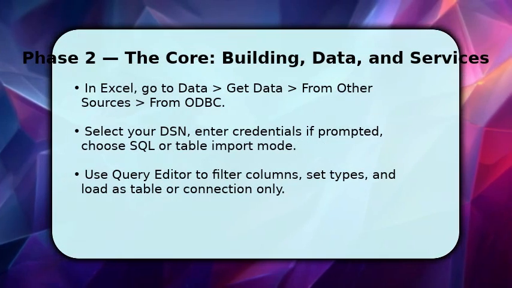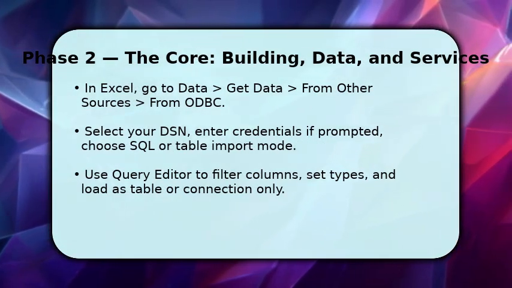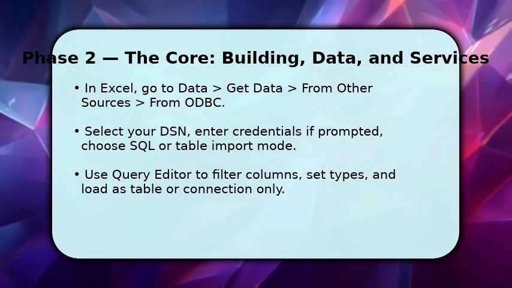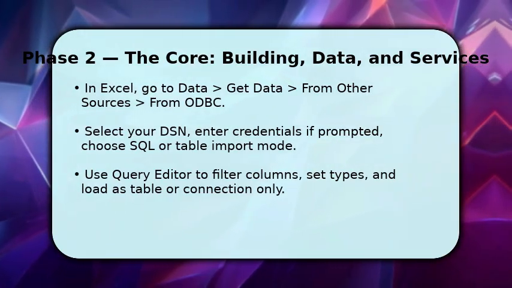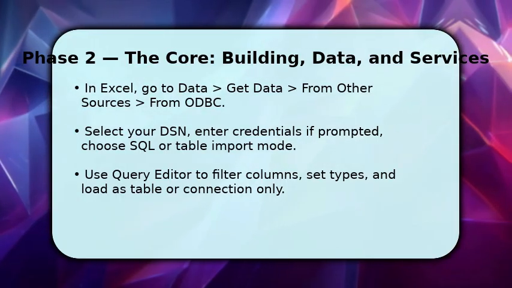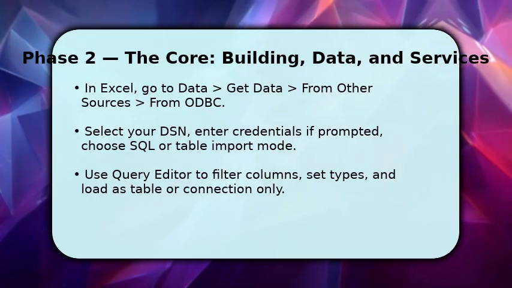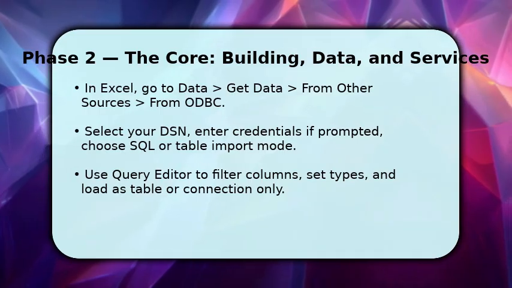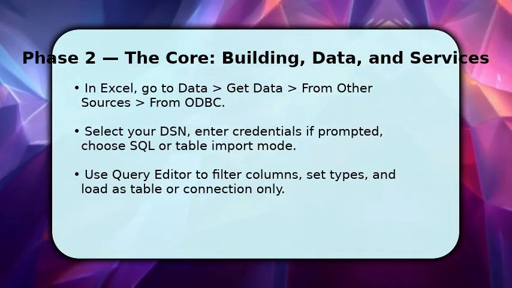You now connect Excel to PostgreSQL using the DSN you created. In Excel, choose Data, Get Data, From Other Sources, then From ODBC. Select your system DSN and supply credentials when Excel prompts. Once connected, choose Native SQL Query or Table Import mode. Use SQL for precise control, or choose a table when you want simple refreshes.